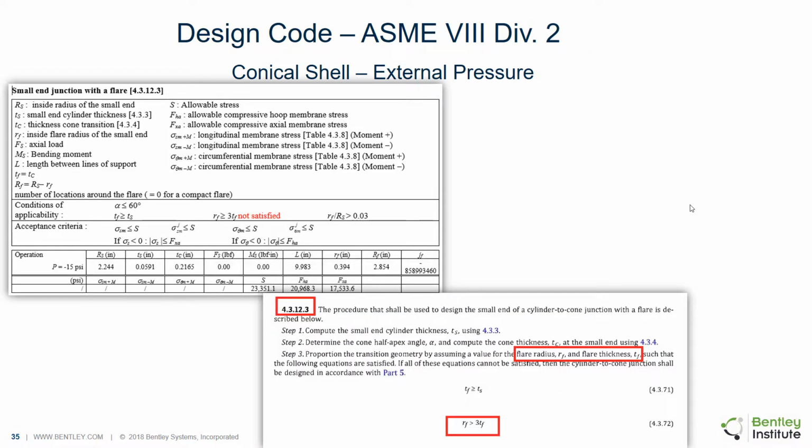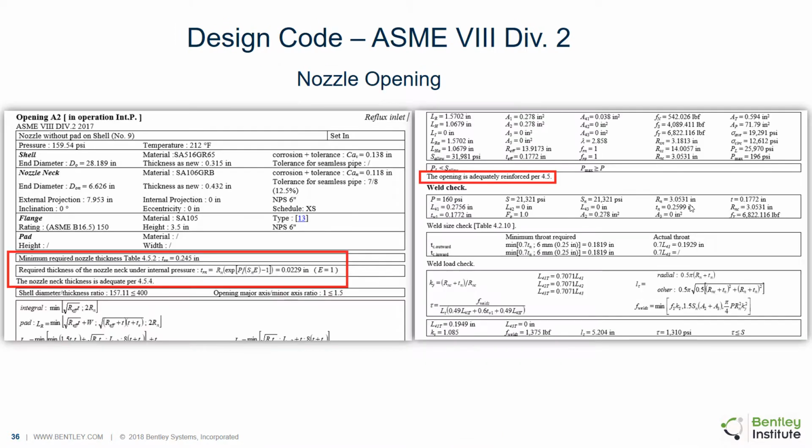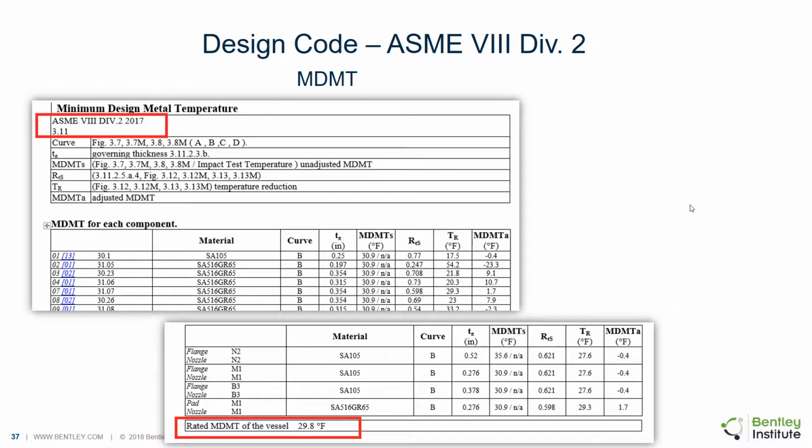In the small end conical junction calculations, observe that since the small knuckle flare radius to thickness ratio is not maintained, it is highlighted in red as it is beyond the scope of applicability of Part 4, which is design by rules. Code requires application of Part 5 or design by analysis for the same. The nozzle neck required thickness is verified as per 4.5.2 and the opening is checked for adequate reinforcing. Weld check is also performed. The weld size check is verified with table 4.2.10. MDMT calculations are performed as per Part 3.11 material toughness requirement.